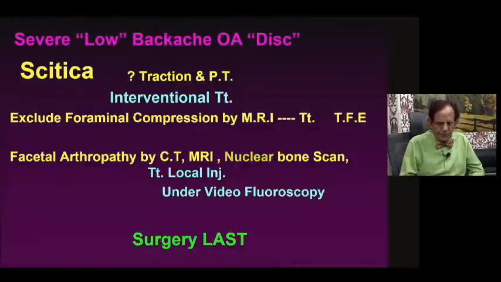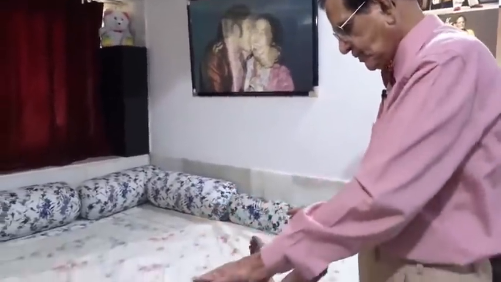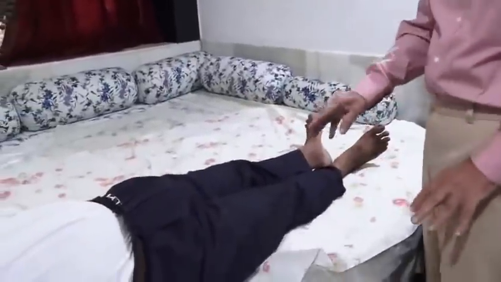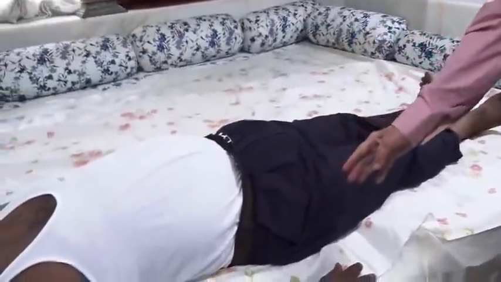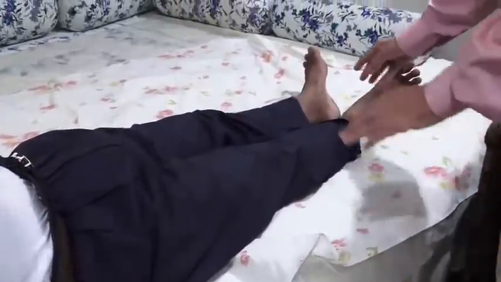I'll now show you a video. The diagnosis of sciatica: the patient is lying down straight. Suppose this patient has got pain in the back, which is radiating down. If the pain radiates down beyond the knee, then you think of sciatica, because backache can radiate up to here in the thigh. But suppose the pain radiates down here, here, here, then we call it sciatica.